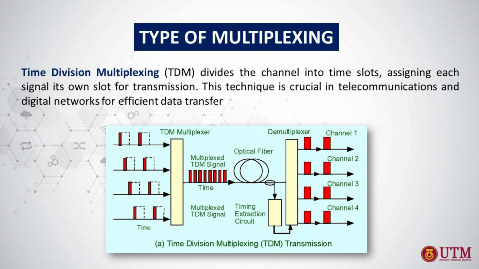Time division multiplexing (TDM) is a method used in telecommunications and digital networks to transmit multiple signals over a single communication channel by dividing it into sequential time slots. Each signal is assigned a specific time slot within the channel, ensuring that only one signal occupies the channel at any given time. TDM is crucial for optimizing bandwidth usage and facilitating efficient data transfer, especially in scenarios where simultaneous transmission of multiple signals is required.